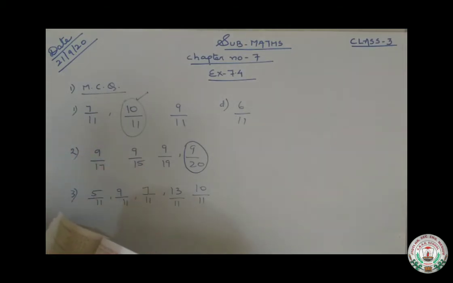Okay, ascending means we have to write these fractions from smaller to greater. So first we will look at the denominator. The denominators are the same, no problem. We will compare with our numerators. Which one is the smaller numerator?